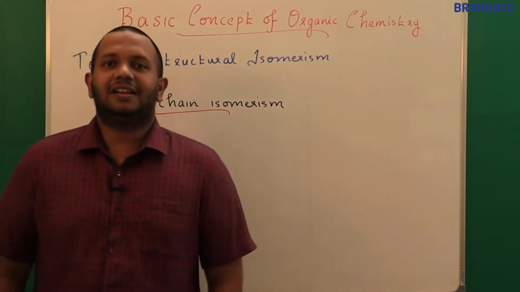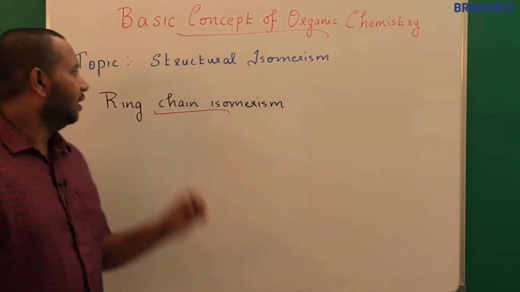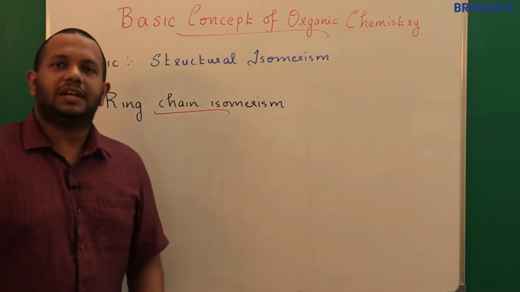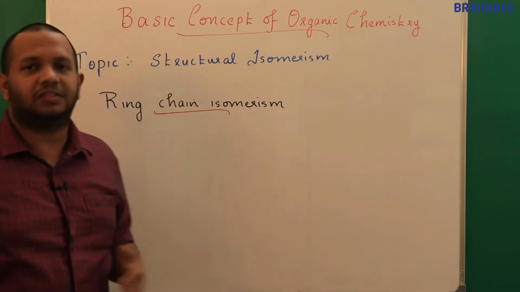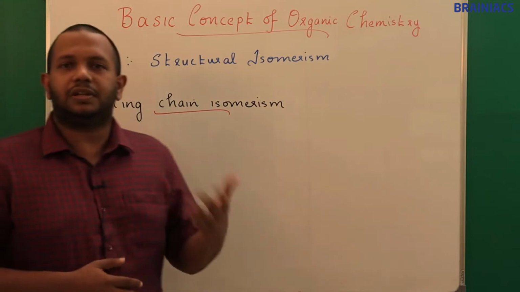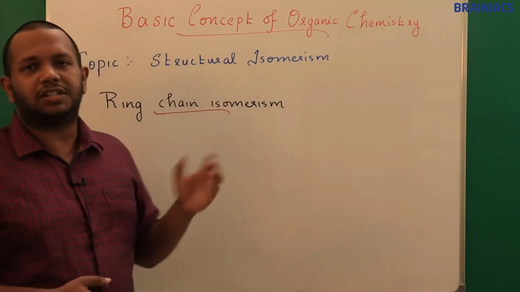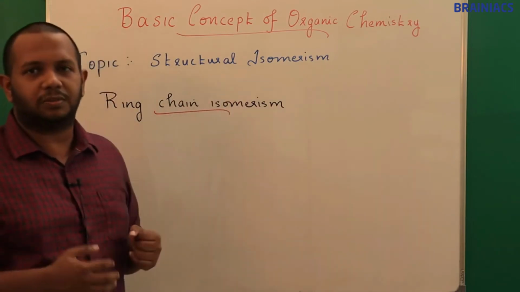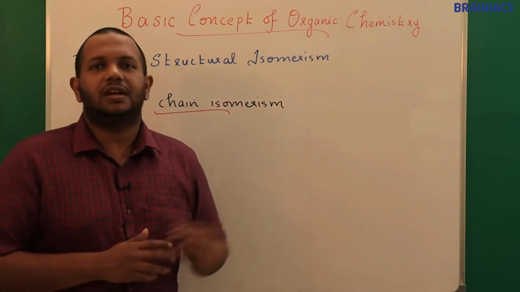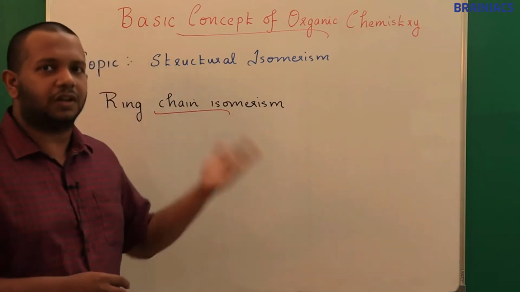Hi dear students, until last class we were discussing mainly structural isomerism. In that we have discussed the first one, chain isomerism. There we have seen that the principal carbon chain will change when chain isomerism is there, thereby the structure changes. Then the next one we discussed was position isomerism.